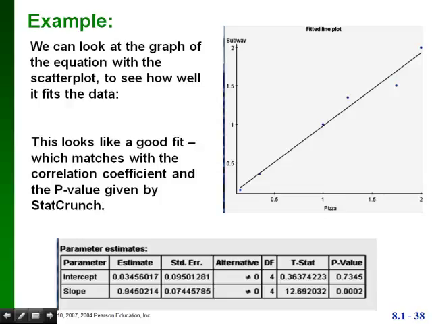Now let's look at our scatter plot again with our regression line drawn in there so that we can see how well it fits. Notice that we're coming fairly close to most of these data points. There are a couple that aren't quite as close to the line, those two, and this one's not quite there, but for the most part this line is fitting our data pretty well. And that matches with the information we had before about the correlation coefficient and the p-value.